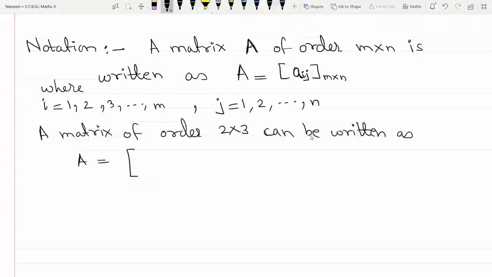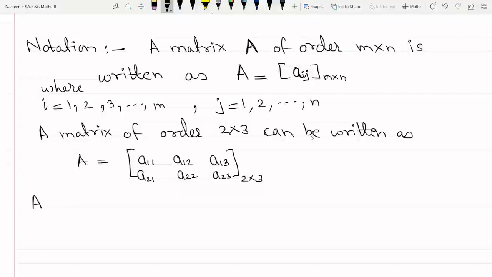First row means i is equal to 1, and first column means j is equal to 1. So what will be the first element of this matrix? A11. Then in the first row, the second element is A12, first row, second column. Then the third element A13, first row, third column. Then in the second row, the first element is A21, then A22, A23. So this is a matrix of order 2 by 3. It is not necessary to write the order below the matrix, but for your understanding I am writing it: 2 rows and 3 columns.